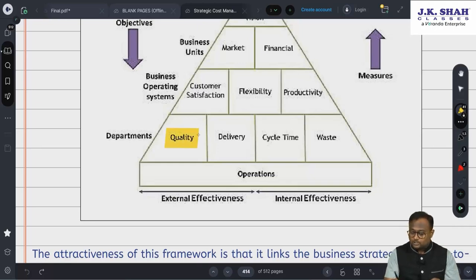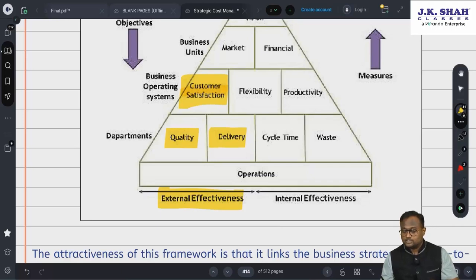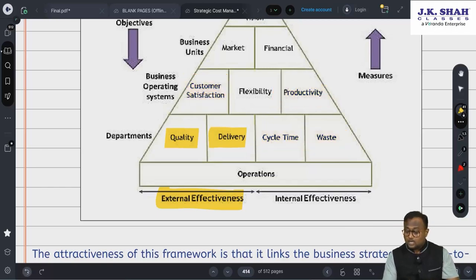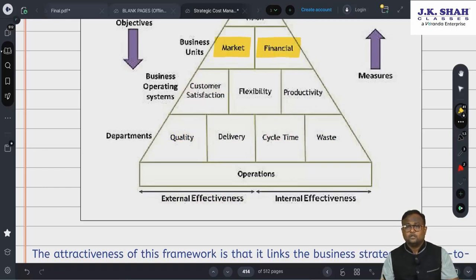How will you measure external effectiveness in terms of customer satisfaction? How will you evaluate cycle time and wastage on the basis of productivity and flexibility, so that you can capture the market, plus for you, even your financial goals can be achieved.